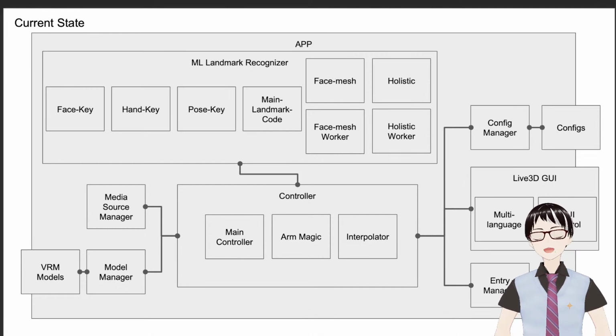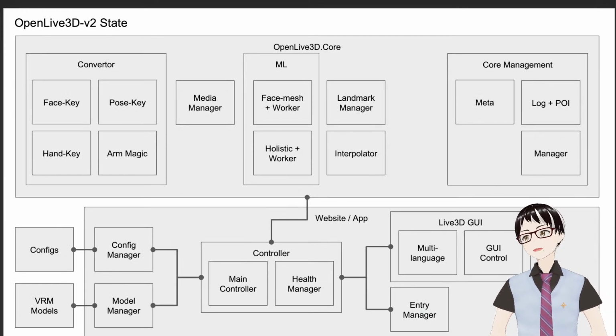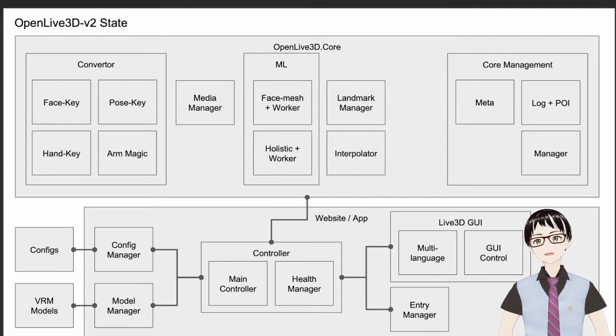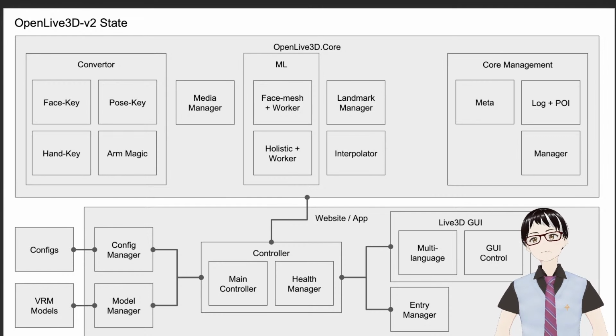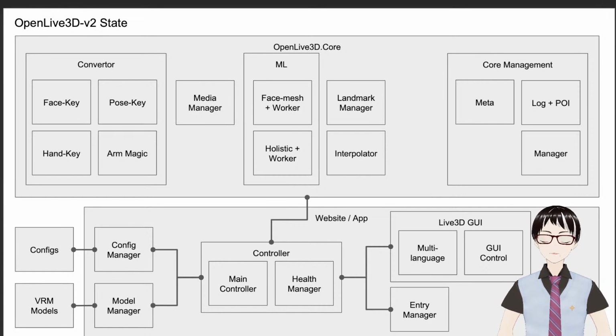So after 4 days of rewrite, this is what we were able to achieve yesterday. Fortunately, we were able to separate the OpenLive3D core, the top half of the page, into one single repository. This core will be included inside our website, which we already finished yesterday, and we would also like to have it inside our app, which is the Electron app. So that is what we are going to do today, right?